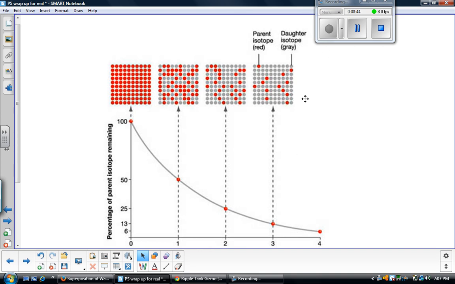And then after 3 half-lives have gone by, we are down to 12.5% is our parent, and the rest of it is our daughter. So what's happening here is that with each half-life, half of the parent that's left turns into the daughter. In other words, our rate of decay slows down as time goes on.